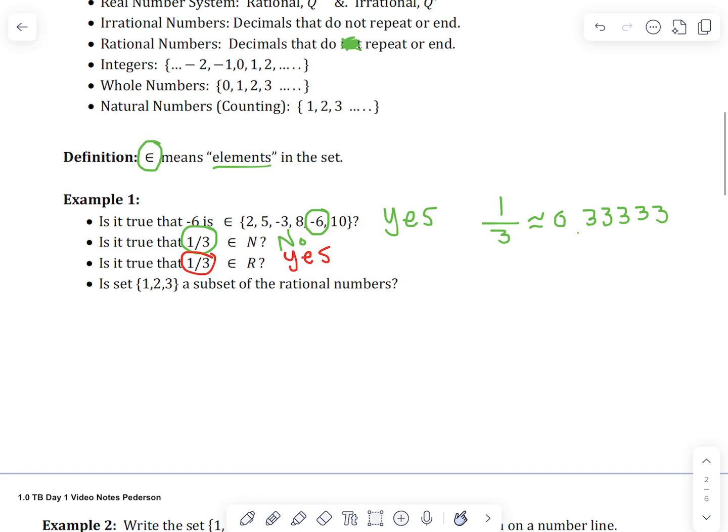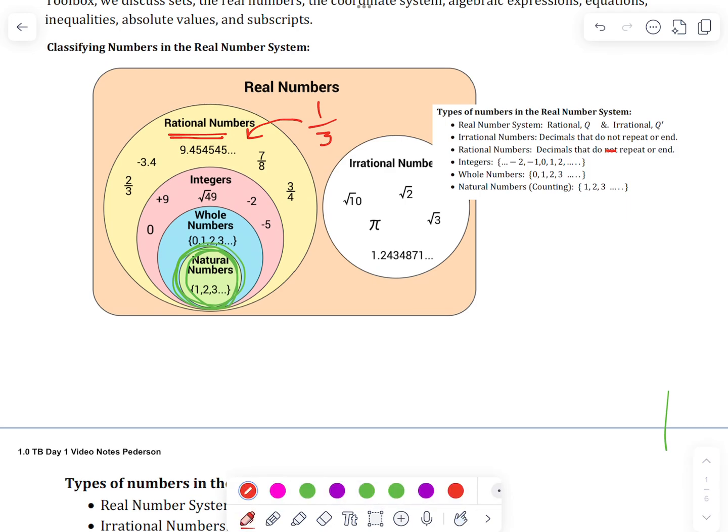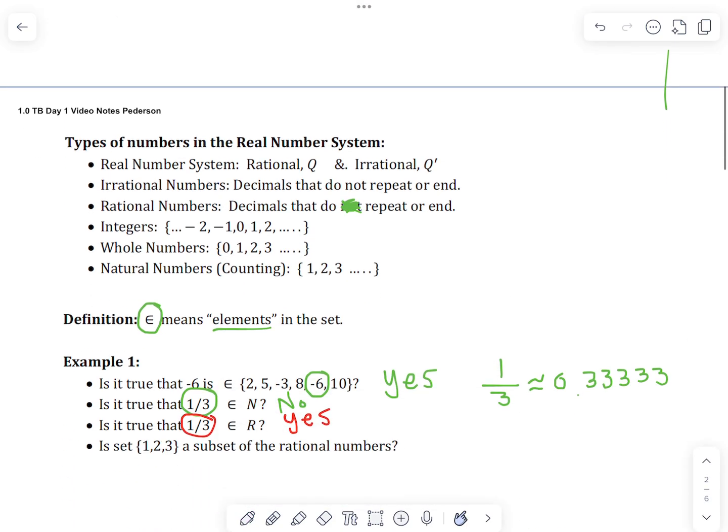Is 1, 2, 3 a subset of the rational numbers? Yes, it is. Because if we look at a set of our boxes here, 1, 2, and 3. So here's 1, 2, and 3. It is a subset of our rational numbers. So yes.